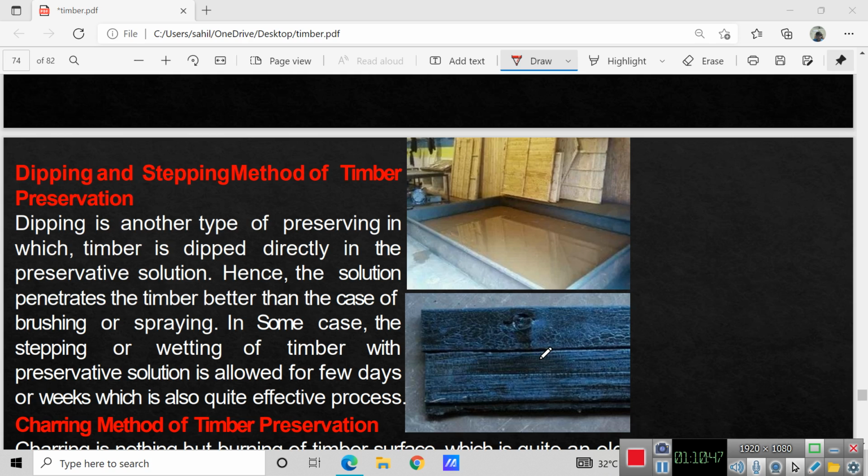Now in the next slide, the dipping and steeping method of timber. Dipping is another type of preserving in which timber is dipped directly in the preservative solution. The solution penetrates the timber better than in the case of brush or spraying. In some cases, the steeping or wetting of timber with preservative solution is allowed for a few days or a week, which is also a quite effective process. Here you can see the timber is ready to be dipped in this solution, which is basically a preservative, and the surface of the timber in this case is thoroughly covered.